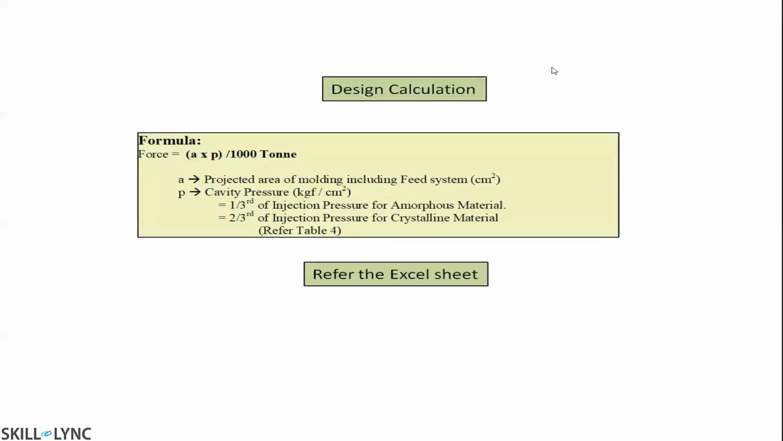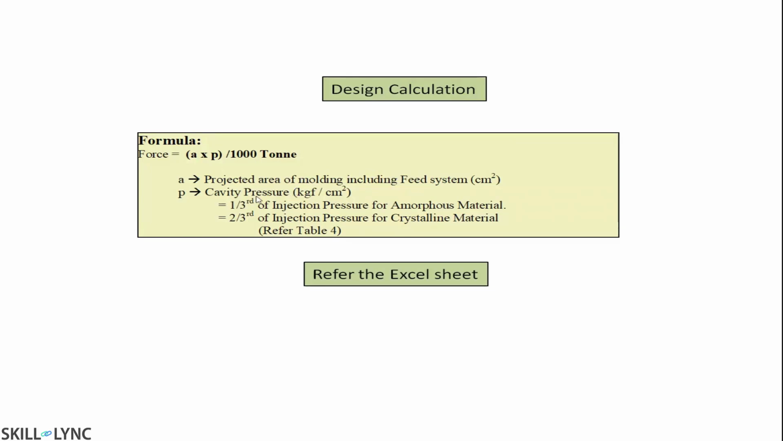And before going into the tool design, we need to select the tonnage for the plastic injection molding. Once we get the part from the customer, we have to calculate the projected area. Projected area is nothing but how much area of the part is projected on the parting surface.